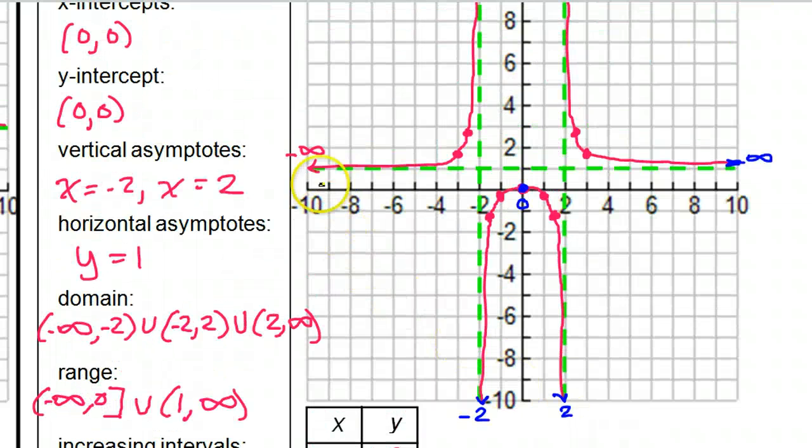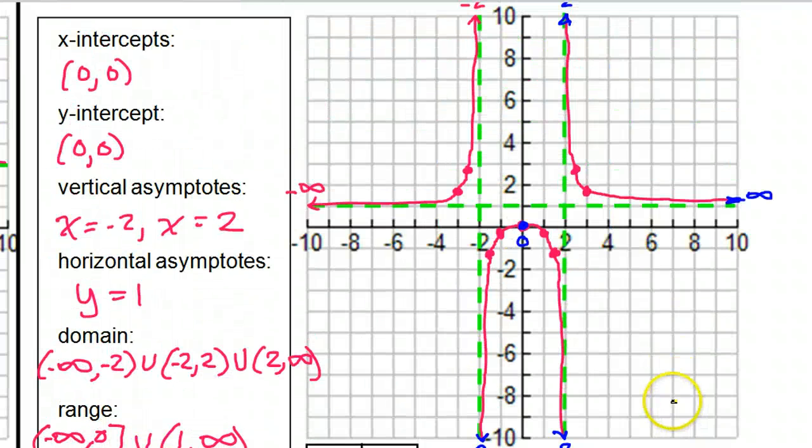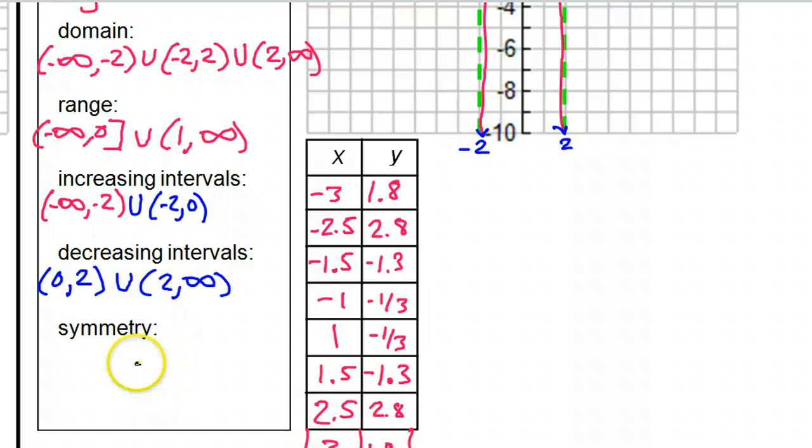Alright, so basically the left half of the graph is increasing, and then the right half of the graph is decreasing. Okay, symmetry. This is one of the rare graphs that actually has symmetry. Because the y-axis forms an axis of symmetry, this function is even. Alright, even symmetry.